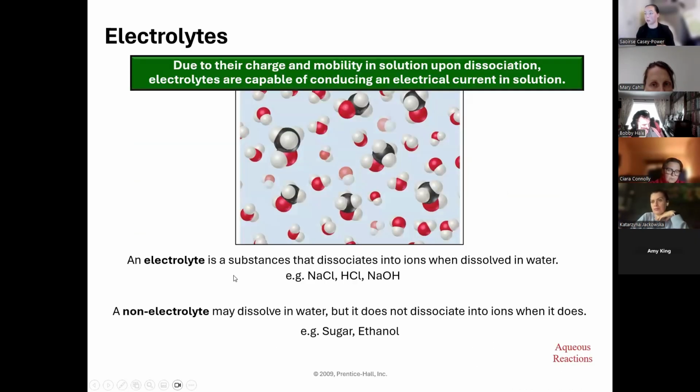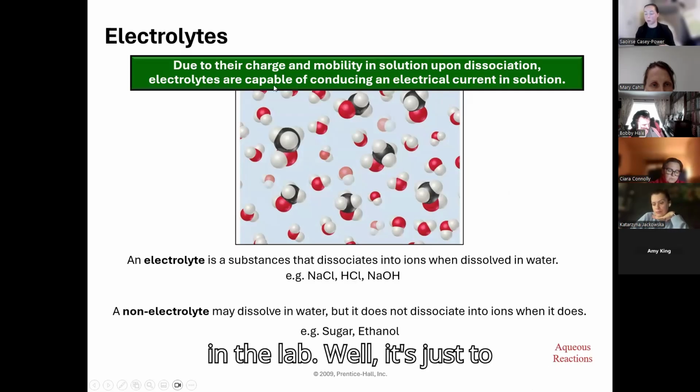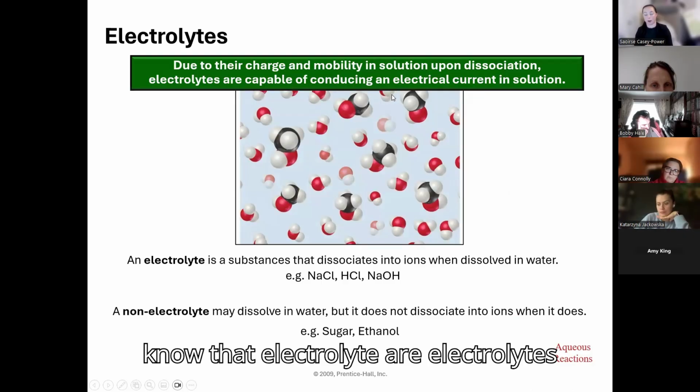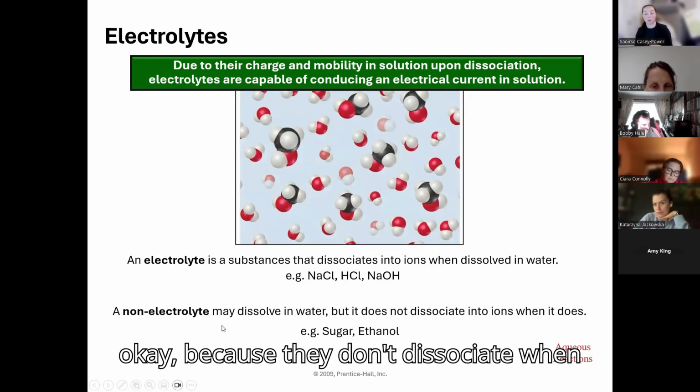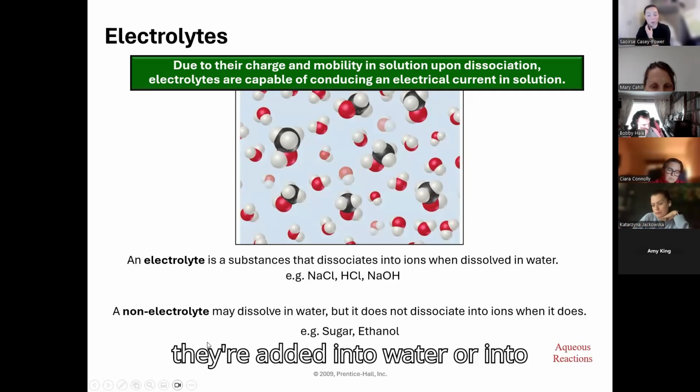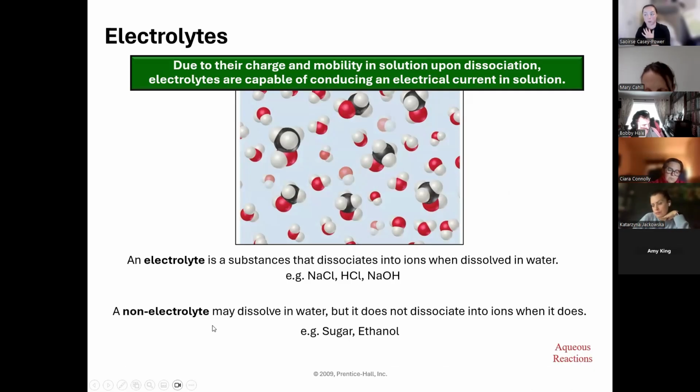We will be looking at things like that in the lab, but just note that electrolytes are capable of carrying an electrical charge, whereas non-electrolytes don't, because they don't dissociate when they're added into water or into solution.